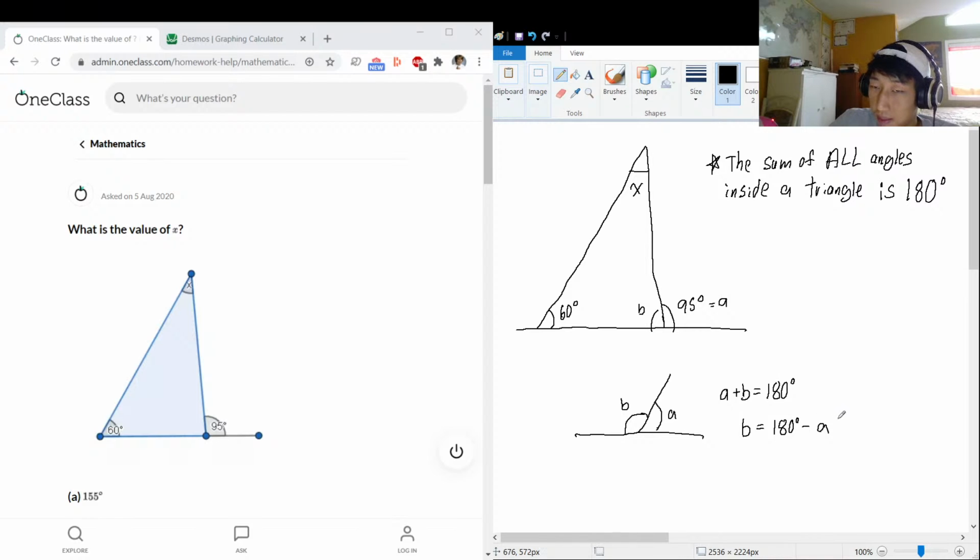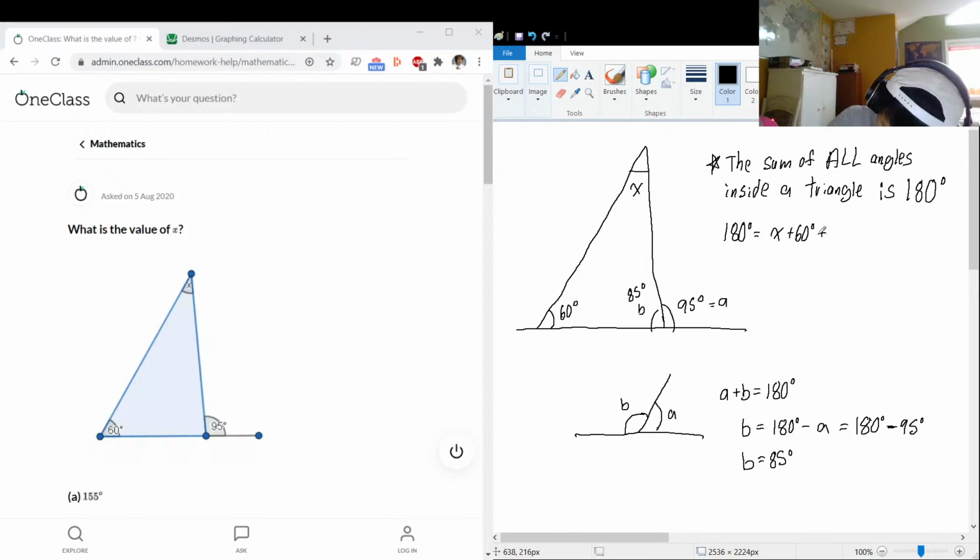So B is 180 degrees minus A, and A is equal to 95 degrees, so we know that B must be 180 degrees minus 95 degrees. And with some quick math, that is 85 degrees. Oh, and remember when we said the sum of all angles inside a triangle is 180? So we know that would just be x plus 60 degrees plus 85 degrees is equal to 180. Let's write that out. 180 degrees is equal to x plus 60 degrees plus 85 degrees.